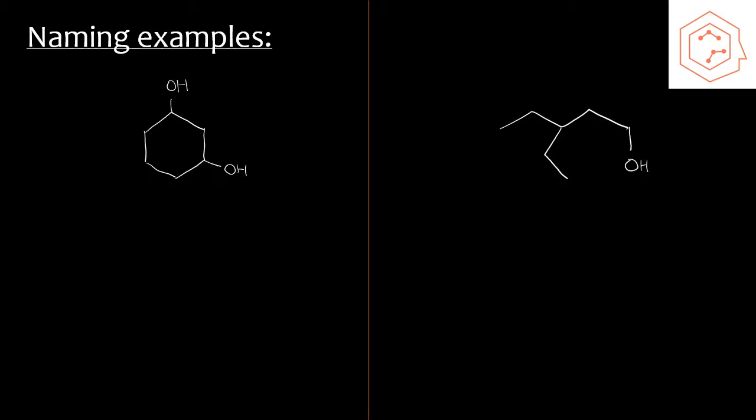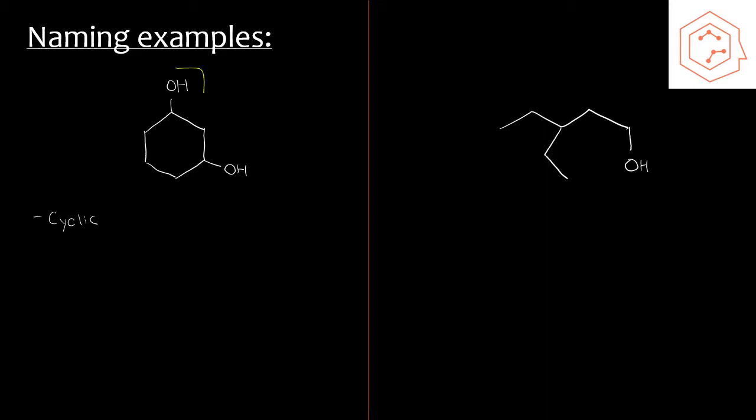Now we have some examples. We're actually going to start with the one on the left. So first, let's recognize here that we have a cyclic structure. Since it's cyclic, we know that we're going to use that cyclo prefix in our name to indicate its structural nature.